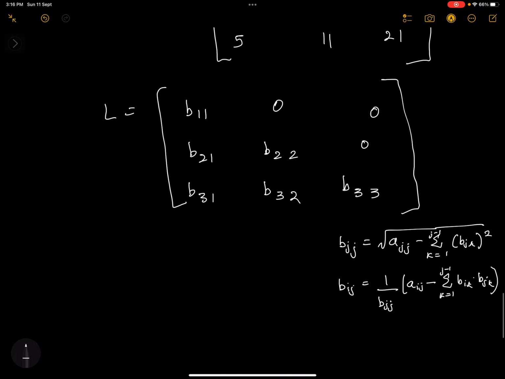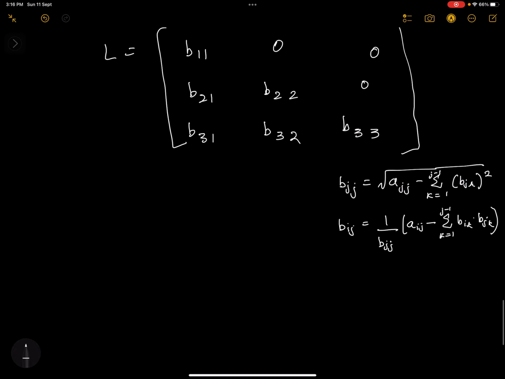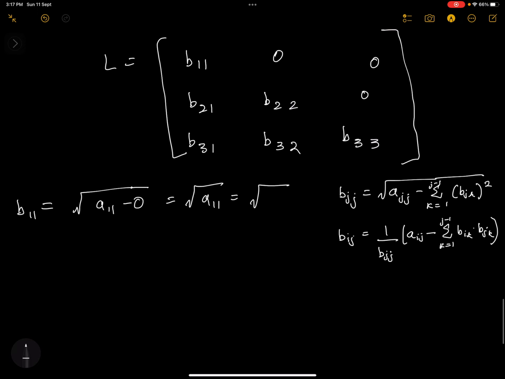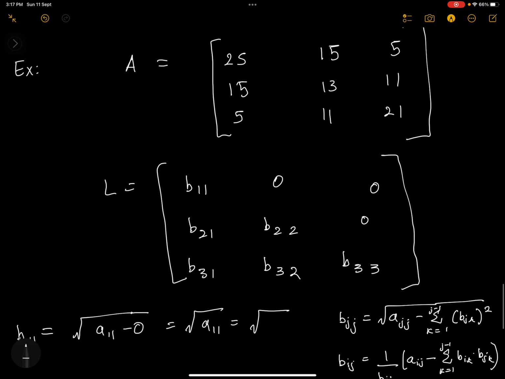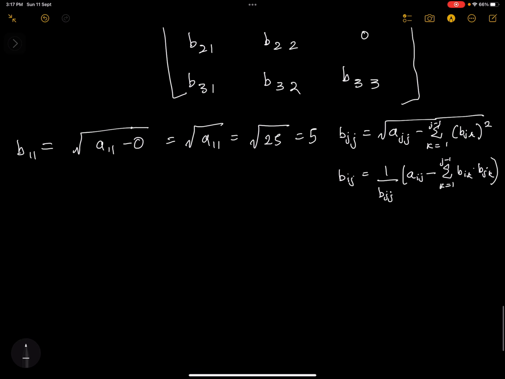Okay, now the first value that we have to find is B11, and we know that B11 will be equal to the square root of A11 minus 0, because the summation goes to j minus 1. In this instance, since j minus 1 is 0, the summation does not exist. So this is essentially the square root of A11, which is the square root of what is our value? 25. So the square root of 25, which is equal to 5, right?